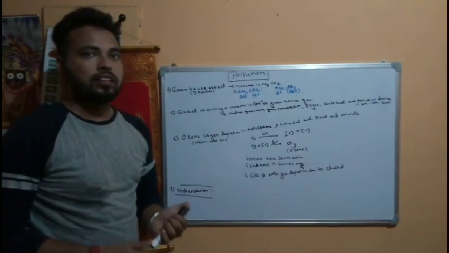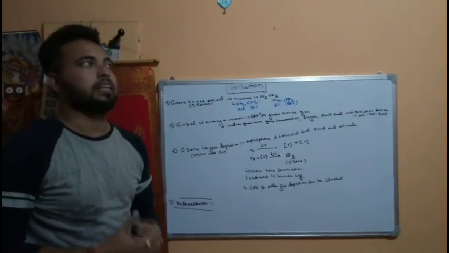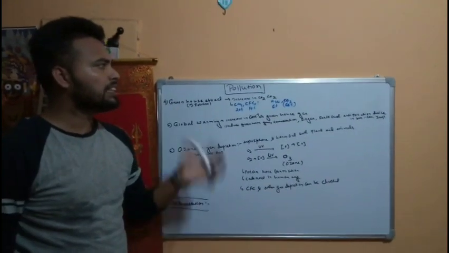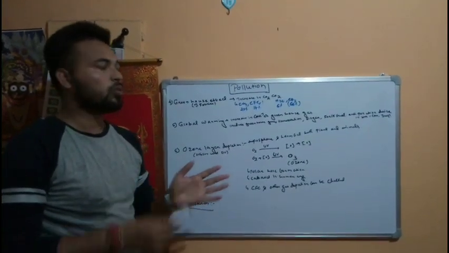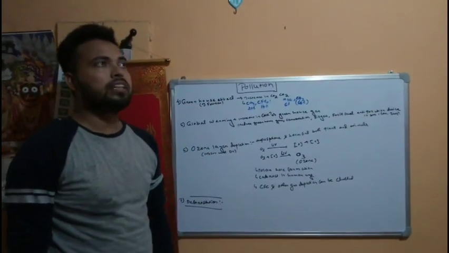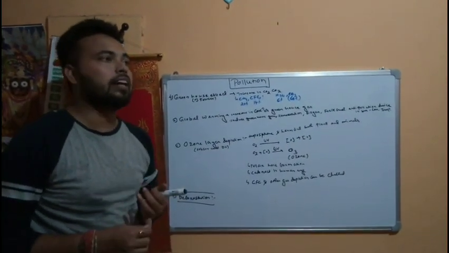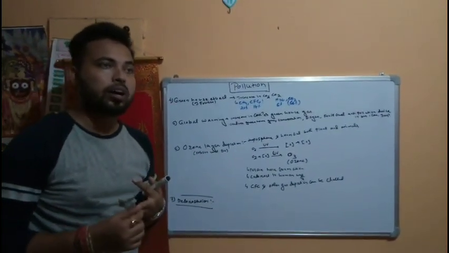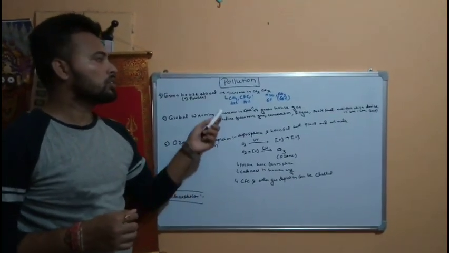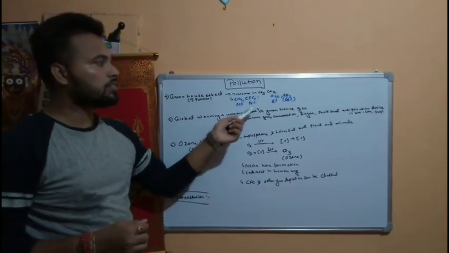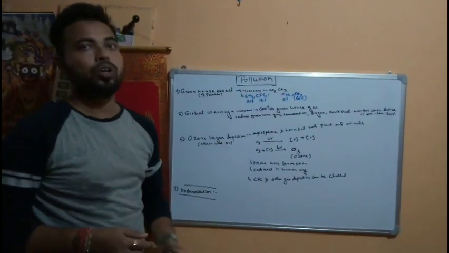Greenhouse effect. First, we have to know that the term greenhouse effect was given by J. Fourier, a scientist. What is the greenhouse effect? An increase in the carbon dioxide concentration is known as the greenhouse effect. The major greenhouse gases are methane, carbon dioxide, chlorofluorocarbon, and nitrous oxide. The percentage of methane is 20, carbon dioxide is 60, CFC is 14, and N2O is 6%.